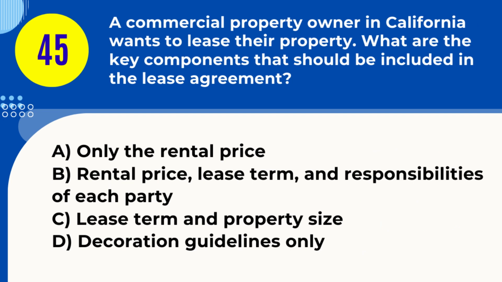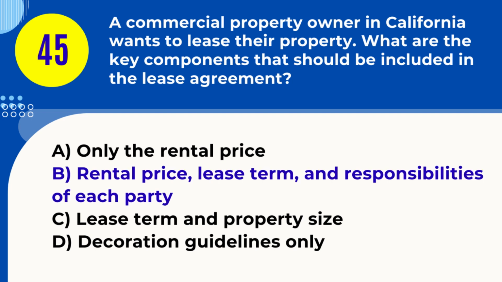Question 45. A commercial property owner in California wants to lease their property. What are the key components that should be included in the lease agreement? A. Only the rental price. B. Rental price, lease term, and responsibilities of each party. C. Lease term and property size. D. Decoration guidelines only.